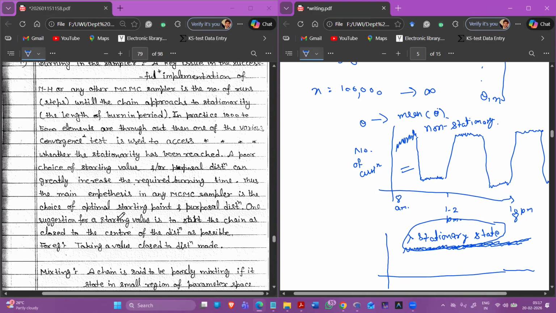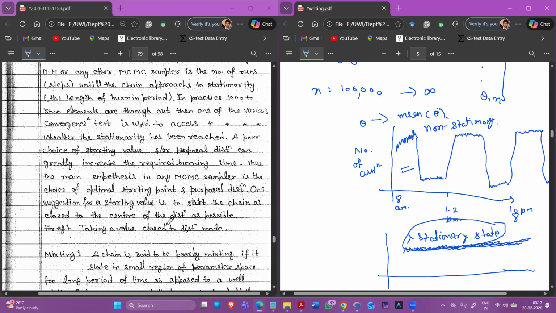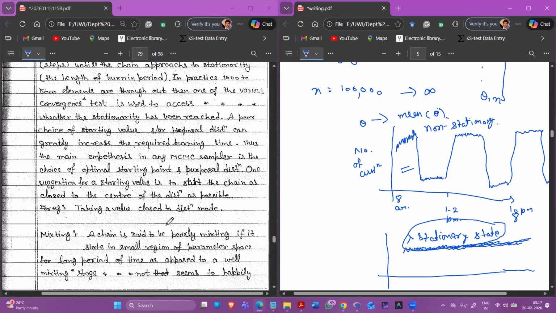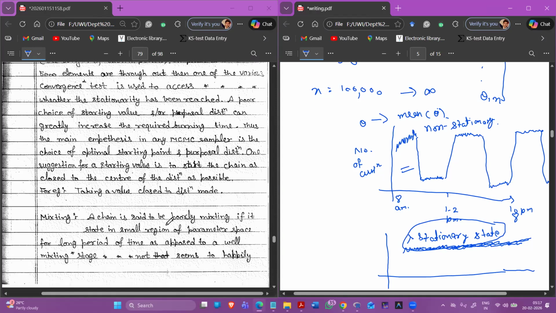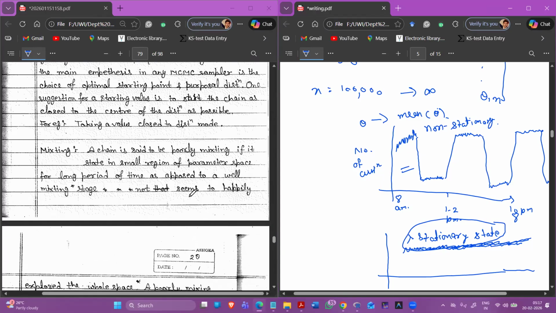So, the proposal distribution. Thus the main emphasis in any MCMC sampler is the choice of the optimal starting point and the proposal distribution. One suggestion for the starting value is to start the chain as close to the center of the distribution as possible, for example, taking a value close to the distribution mode. All right. After that, mixing.